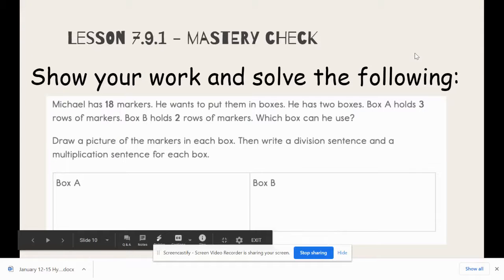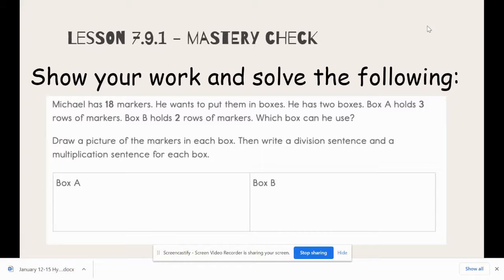Okay, here is your mastery check for today. Show your work and solve the following. Michael has 18 markers. He wants to put them in boxes. He has 2 boxes. Box A holds 3 rows of markers. Box B holds 2 rows of markers. Which box can he use? Draw a picture of the markers in each box, then write a division sentence and a multiplication sentence for each box.